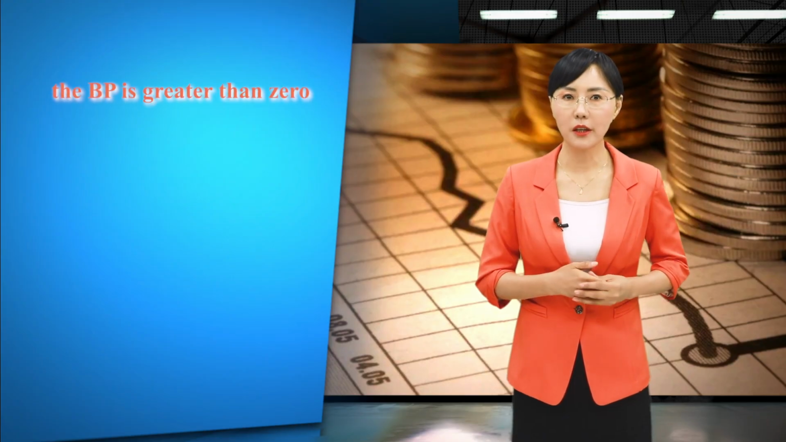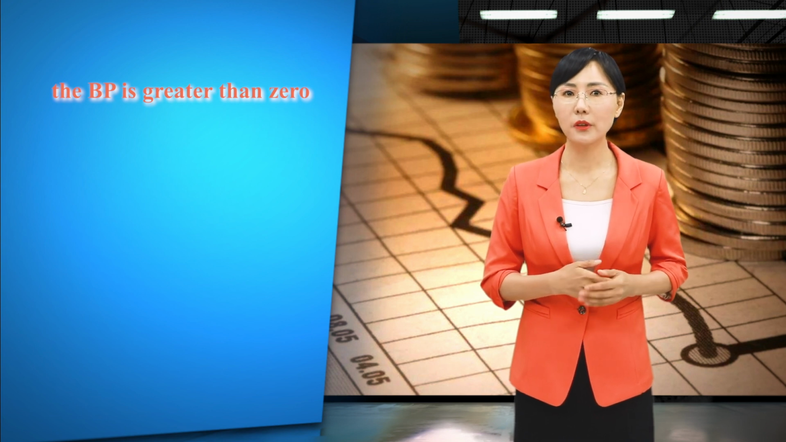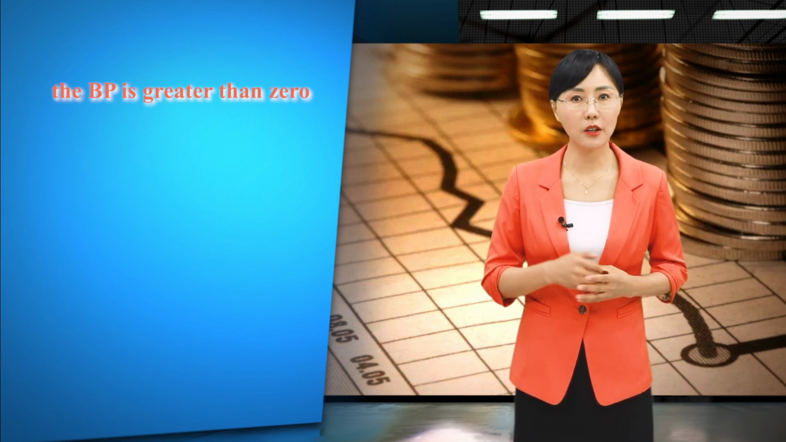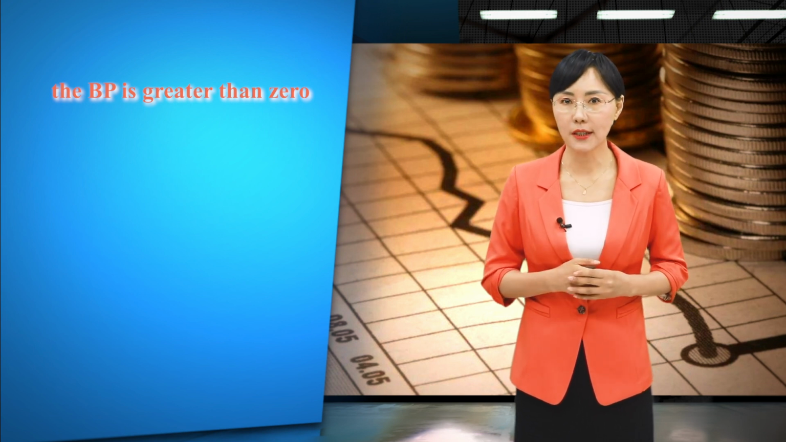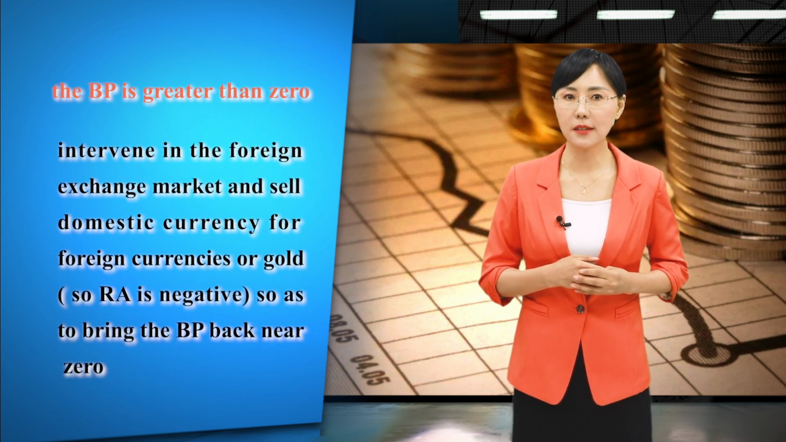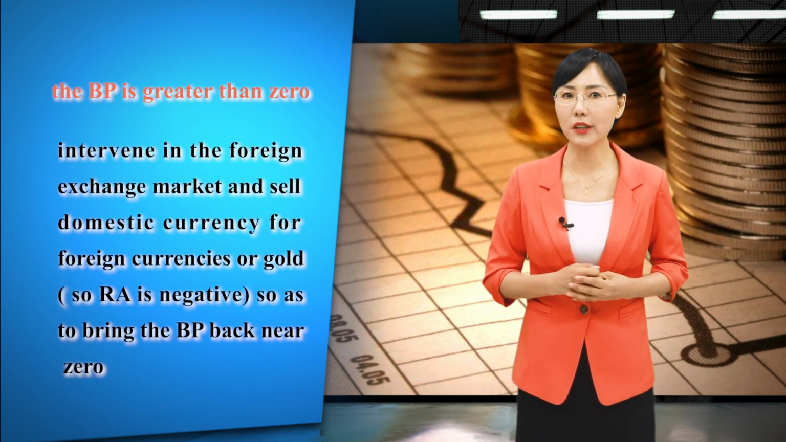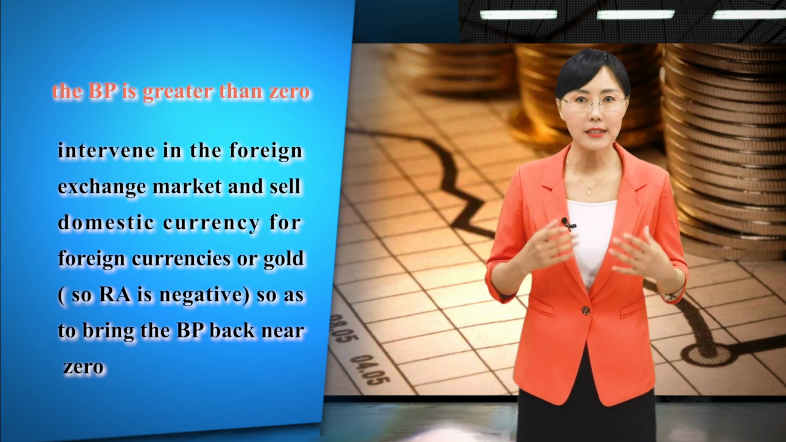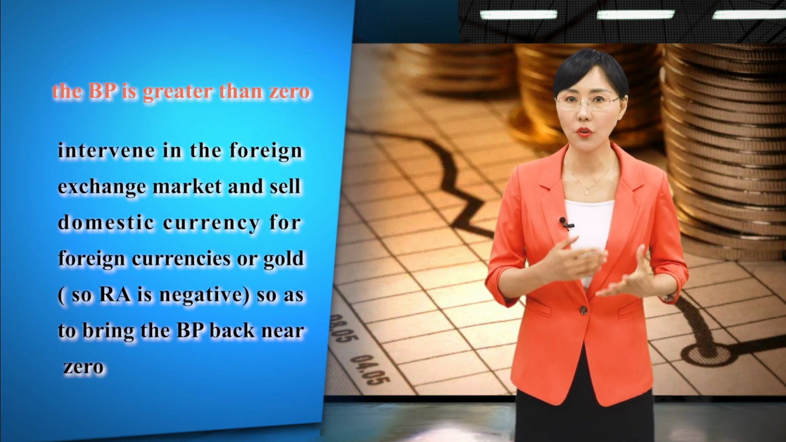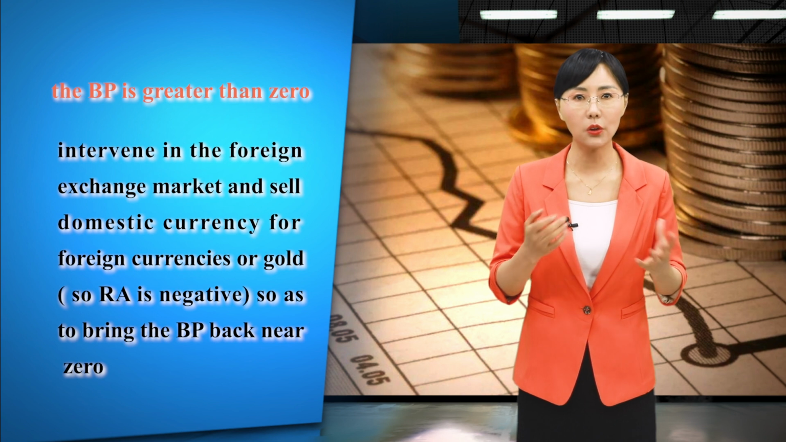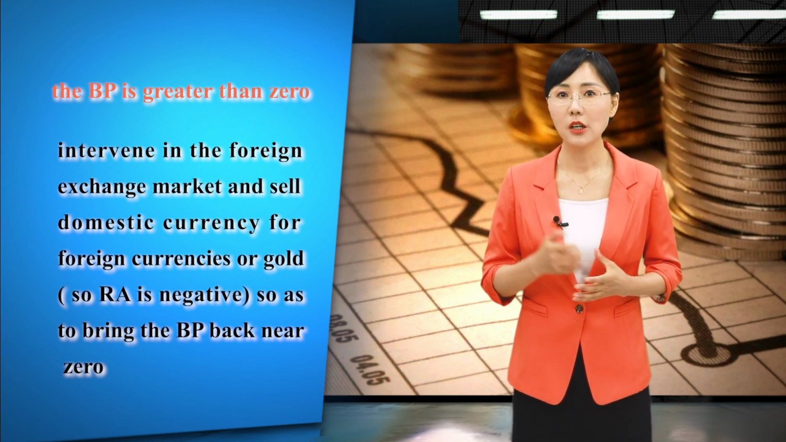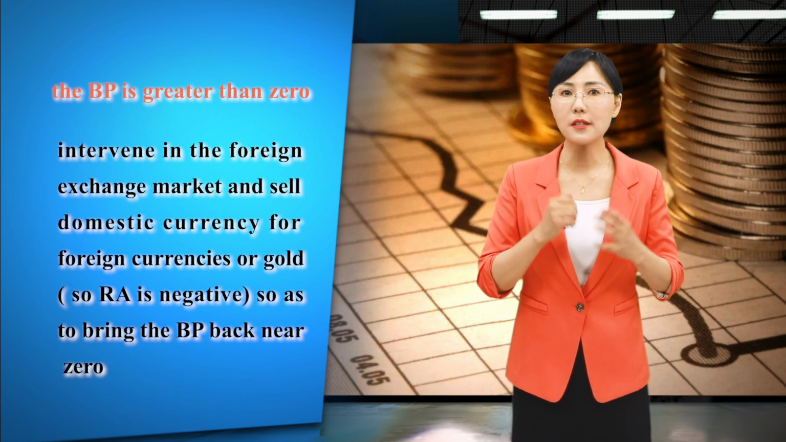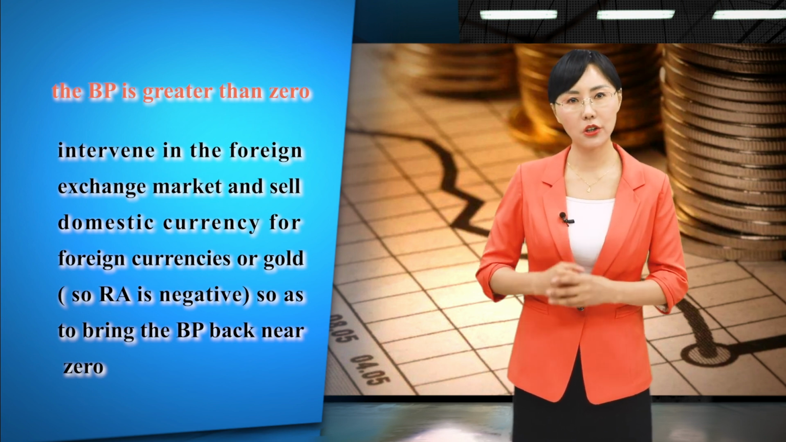If the BP is greater than zero, the home currency will suffer a pressure of revaluation. To preserve the fixed exchange rate, the government must then intervene in the foreign exchange market and sell domestic currency for foreign currencies or gold. So the reserve account is negative, so as to bring the BP back near zero.